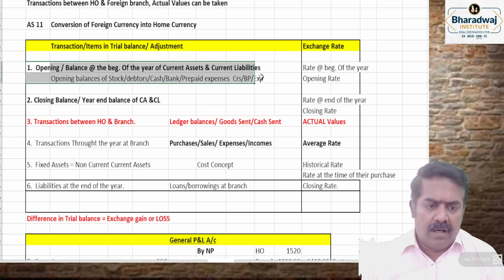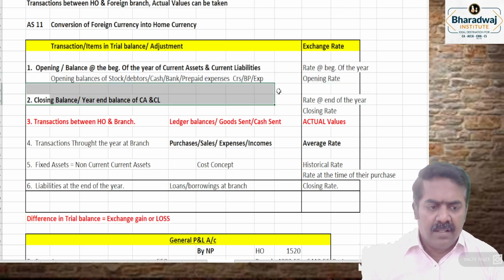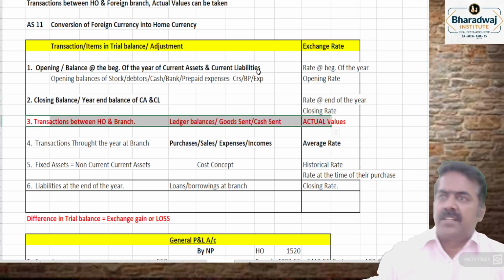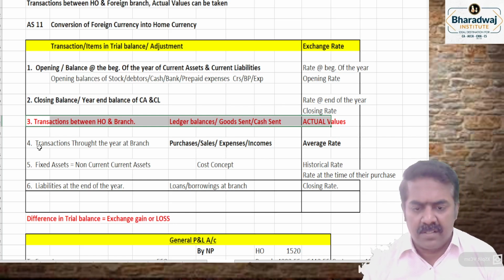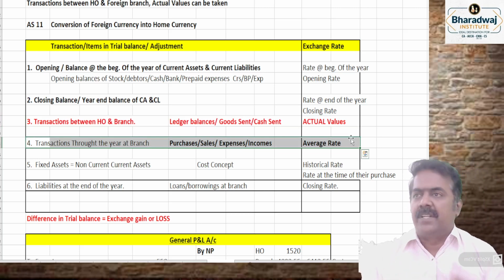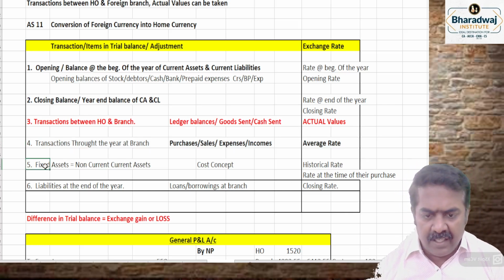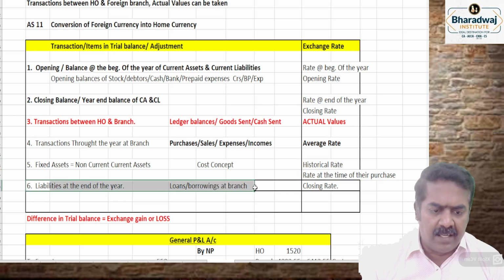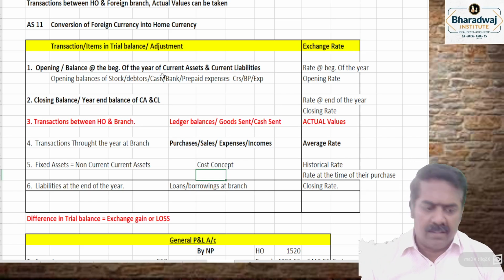I repeat, all your current assets and current liability at the beginning of the year use which rate? Opening rate, the beginning rate. Closing balances, rate at the end of the year. Any transaction between head office and branch, ledger balances, cash sent, goods sent, the rate is actual rates. Transactions happening throughout the year, like purchases, sales, expenses, incomes at the branch, will be converted using which rate? Average rate. Any fixed asset purchased in the past, we'll take the rate at the time of their purchase. Then liabilities and borrowings at the end of the year, at what rate? Closing rate. Difference will be taken as what? Forex gain or loss.